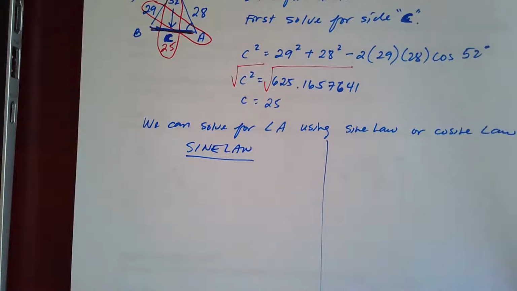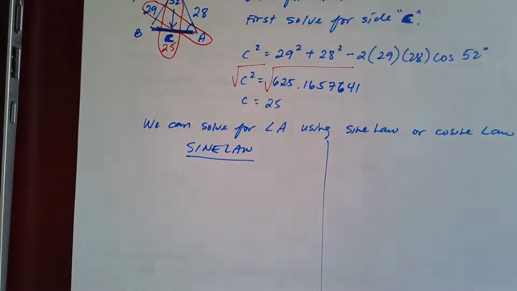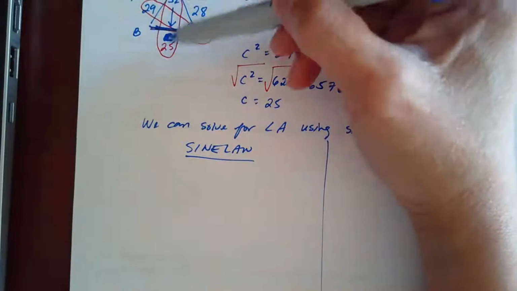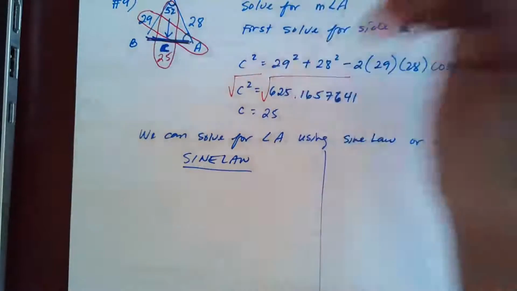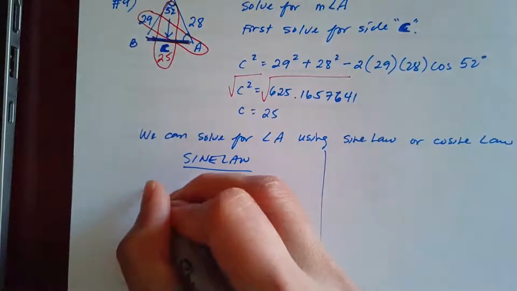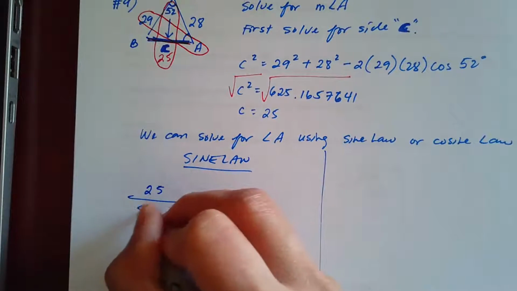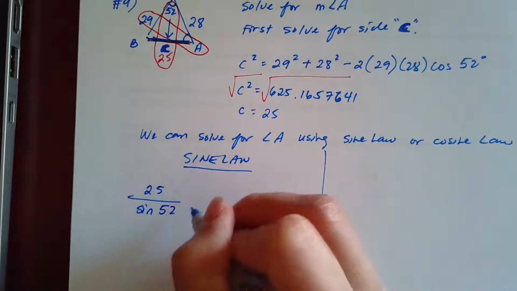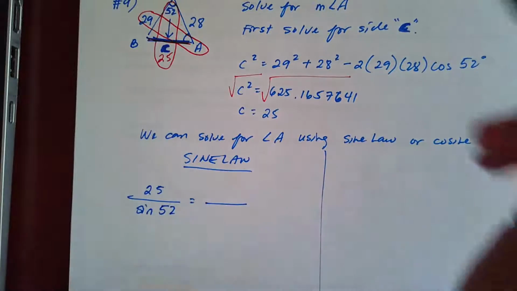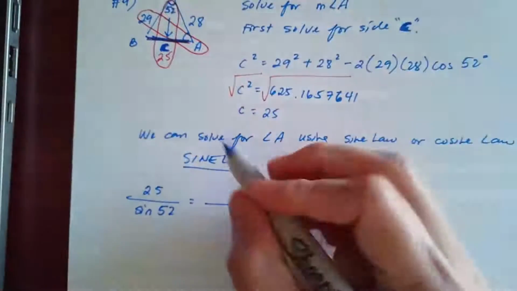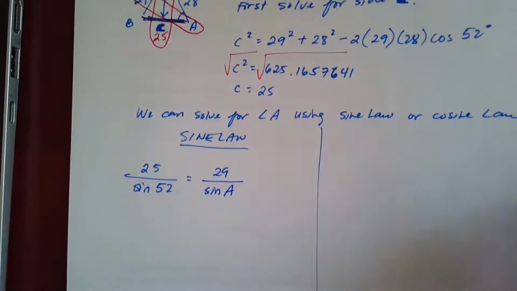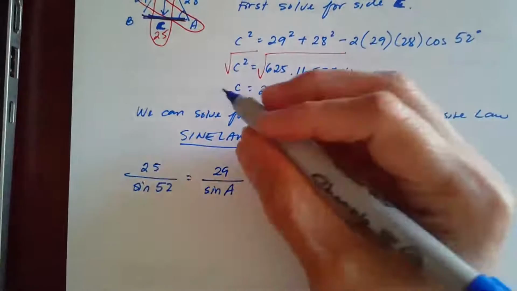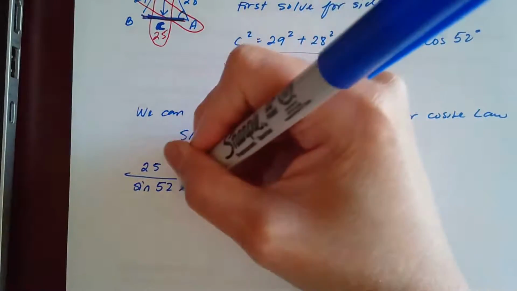So in terms of sine law, when we learned about sine law, we said we need to have a complete pairing of side and angle. So this one here is a complete pairing of side and angle. So the side first, the 25, divided by the sine of the angle, which is 52, equals side first, which is 29, divided by the sine of angle A. We're solving for angle A, so we have to cross multiply.